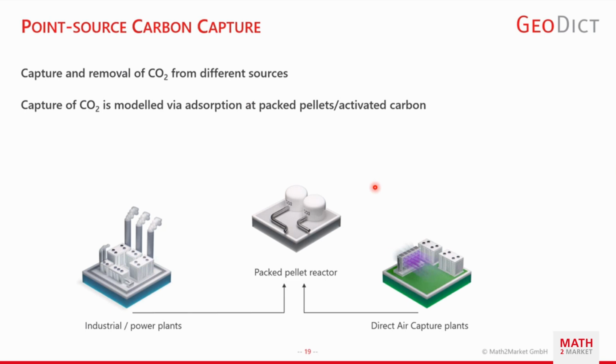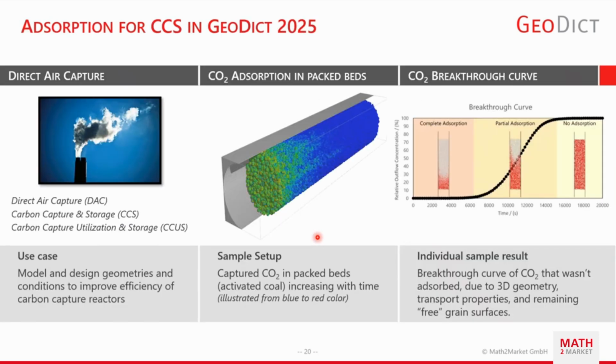carbon from, for instance, air is captured on the activated carbon pellets due to the high adsorption affinity on the surface of such reactors. And here you can then use, for instance, GeoDict for modeling those geometries and seeing how different, for instance, packing or length of the reactor affects the adsorption of gas, in this case CO2, on the surface of activated coal.